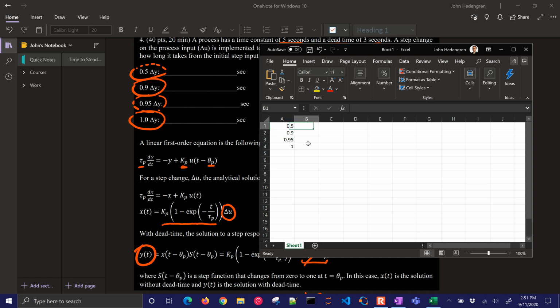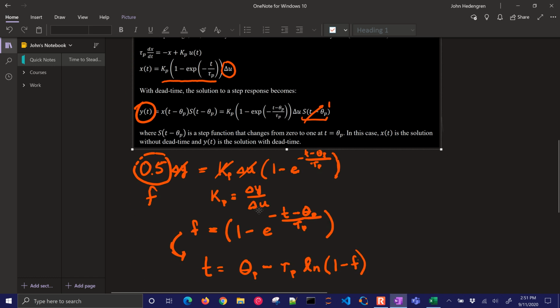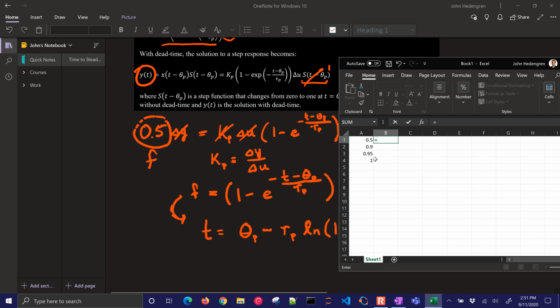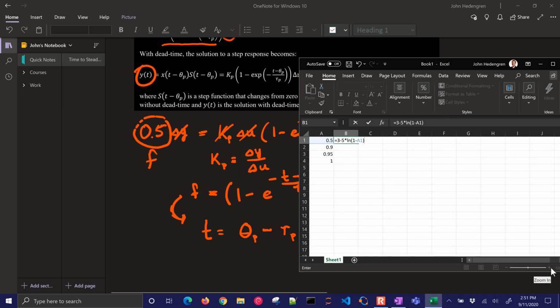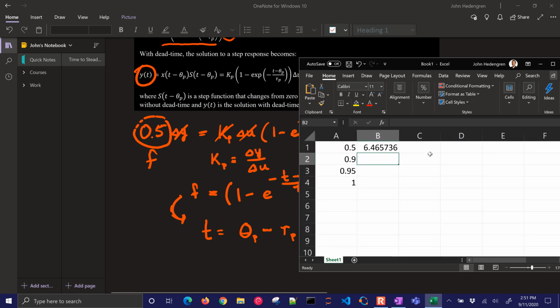In a new blank workbook, I'll type these in. This is going to be equal to, I'll bring up the formula we just derived: theta p, which is 3, minus 5 times natural log of 1 minus this fraction. I'll make that a little bigger so you can see the formula I'm typing in after I hit enter. There it is. Then I'm going to fill this down, grabbing the little box in the bottom right. I see how long it takes to get to 0.5 of the way there, 0.9, 0.95.